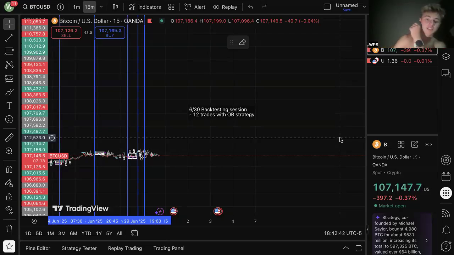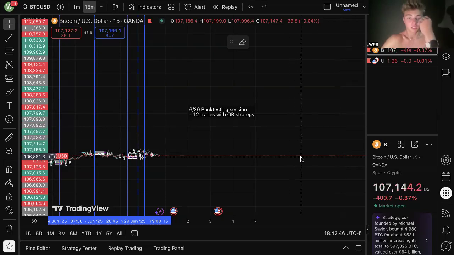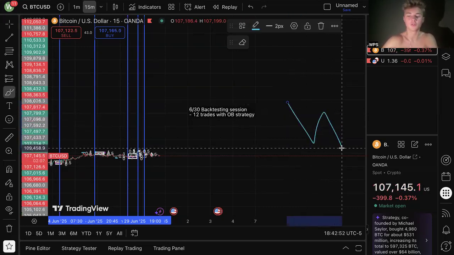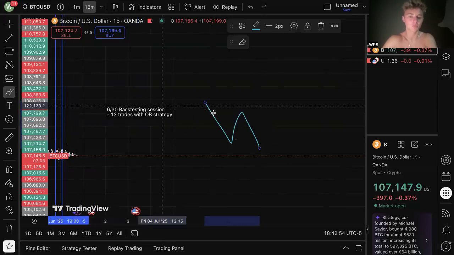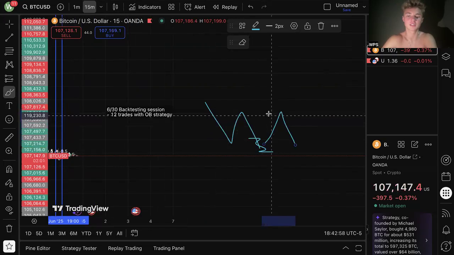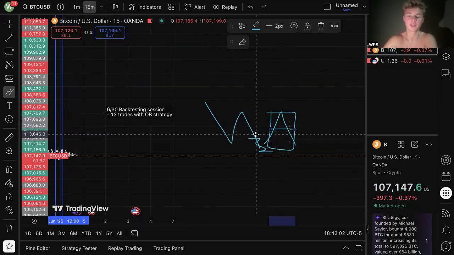This is the backtesting session for June 30th on Bitcoin USD. This is 12 trades with the order block strategy: swing low, new swing low, forms an order block within here. We see price come out, retrace, and we also have equilibrium. So we have equilibrium and an order block.